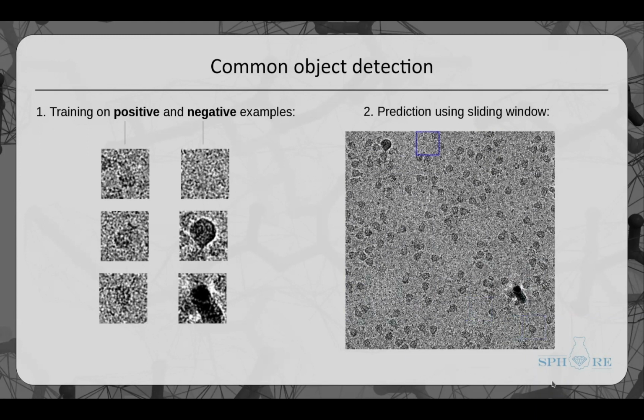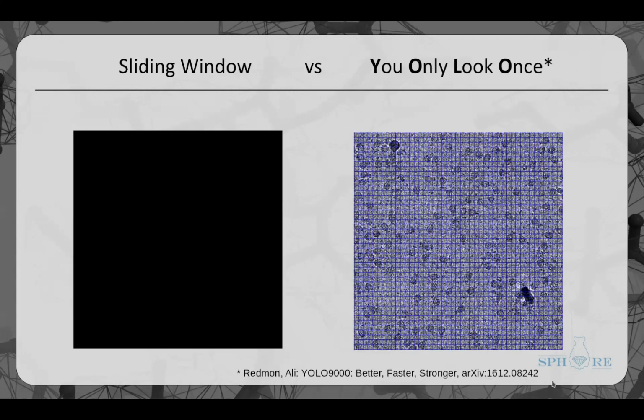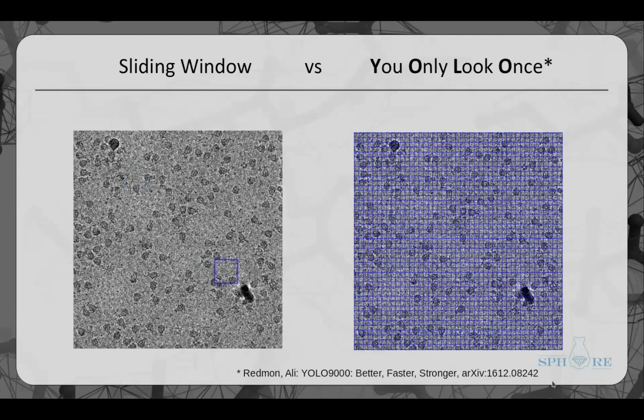This procedure is computationally expensive because you always have to crop out the image and pass it through, let's say, a convolutional neural network. This takes time, and these blue boxes are overlapping highly. Moreover, if you use such a small window, such a small cropped out region, you have very little context. So in crYOLO, we are using an alternative approach called You Only Look Once, or short YOLO.